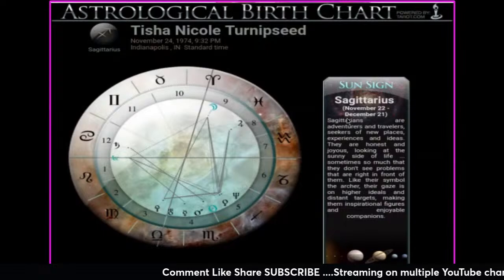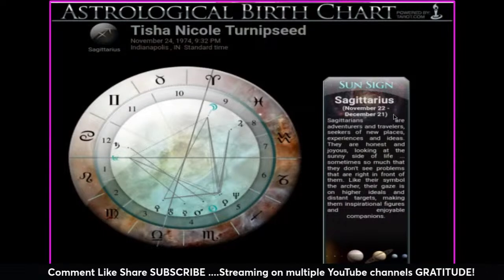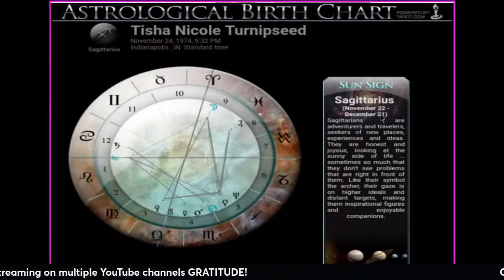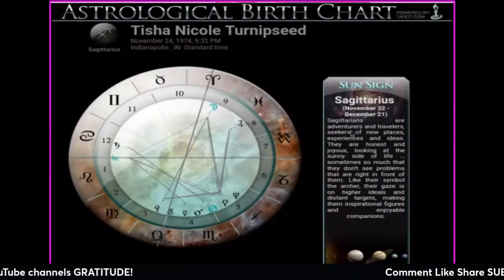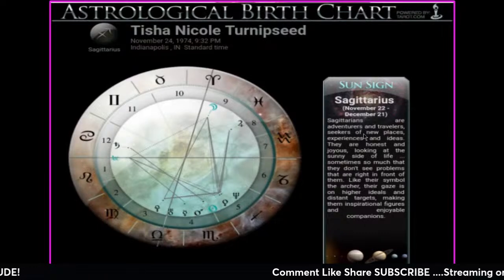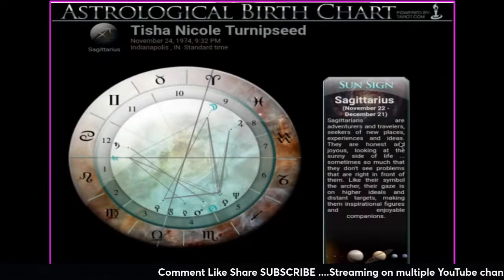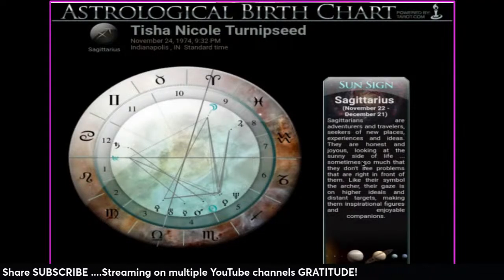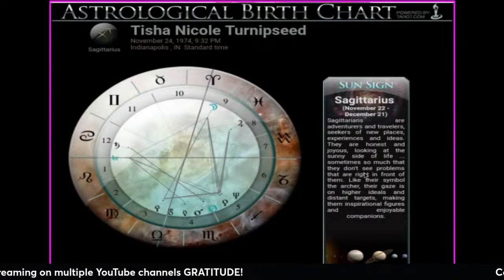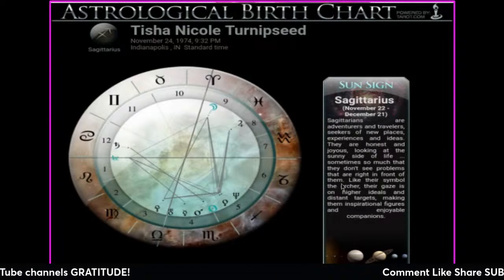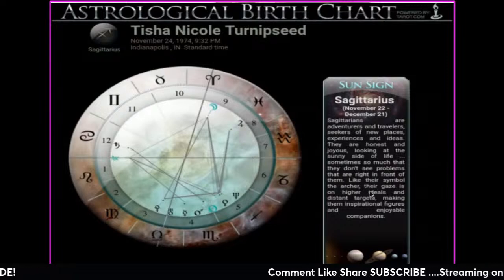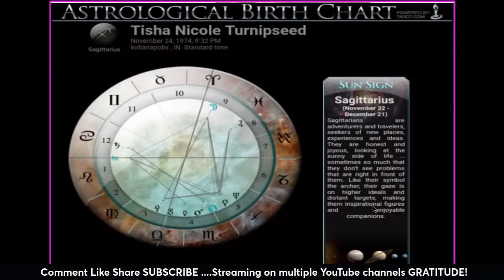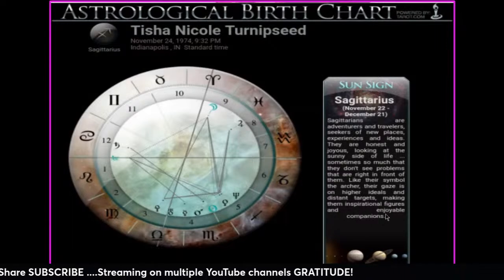For those that don't know, Sagittarius is between November 22nd and December 21st. And that Sagittarians, Sag, are adventurers and travelers, seekers of new places, experiences, and ideas. They are honest and joyous, looking at the sunny side of life, sometimes so much that they don't see problems that are right in front of them. Like their symbol, the archer, their gaze is on higher ideas and distant targets, making them inspirational figures and enjoyable companions.